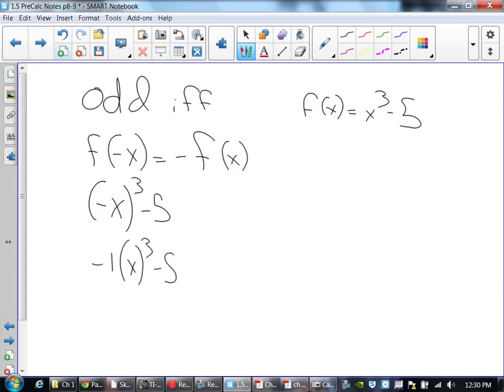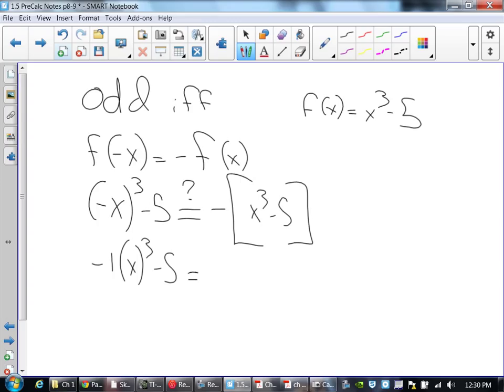No. Watch. It says that it has to equal negative times the function. Well, does this equal negative times x cubed minus 5? Which means I would have to distribute the negative to both parts. So that would make it positive 5, but it doesn't. It's not positive 5, so it's not odd or even. It's neither. No symmetry.